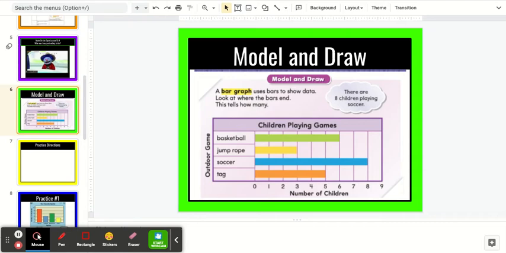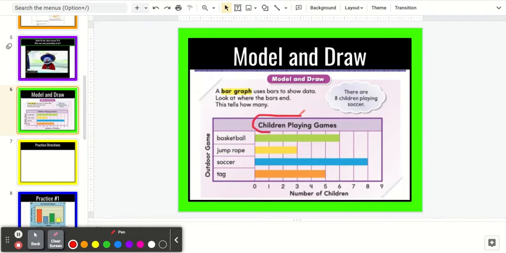Good morning, second graders. Today you're going to be reading and making bar graphs. So there's a couple things I wanted to point out to you. This is an example of a bar graph. And the first thing I wanted to show you is that there's three big parts to a bar graph.